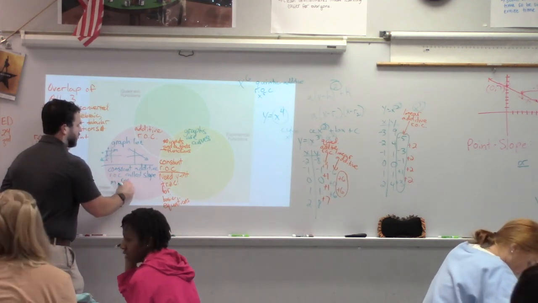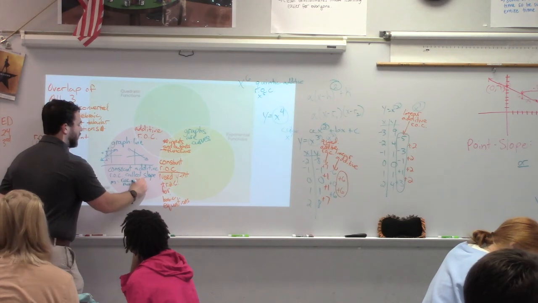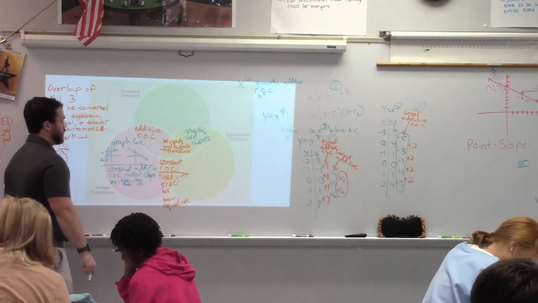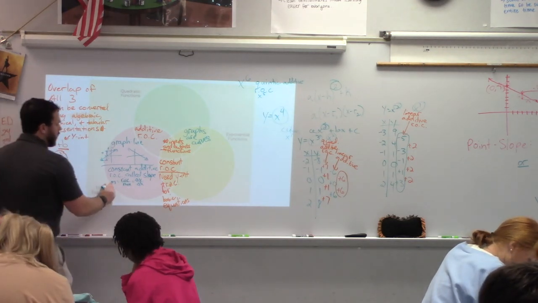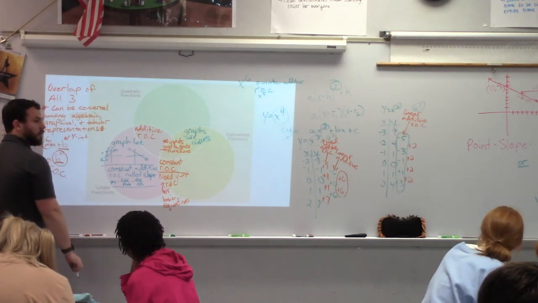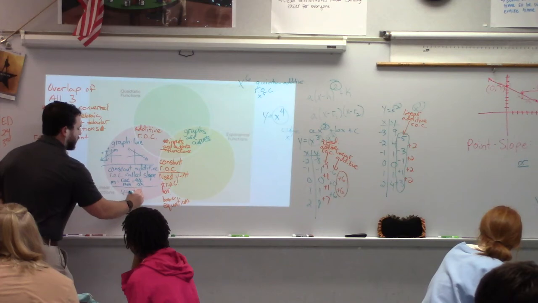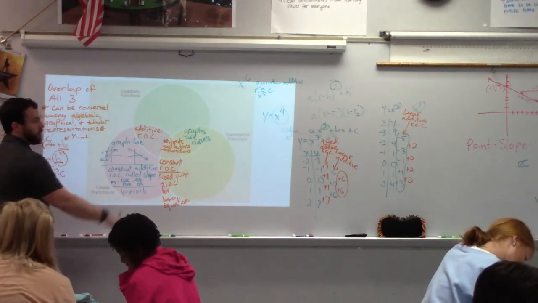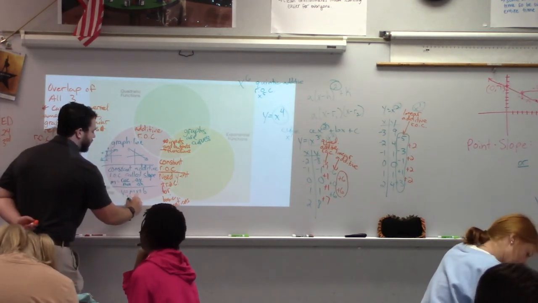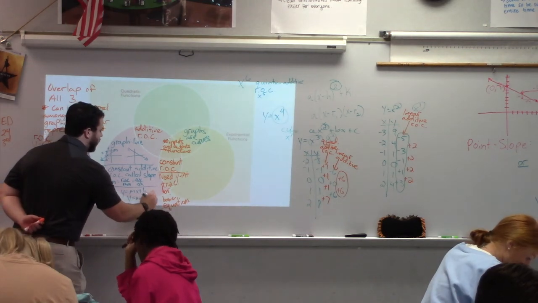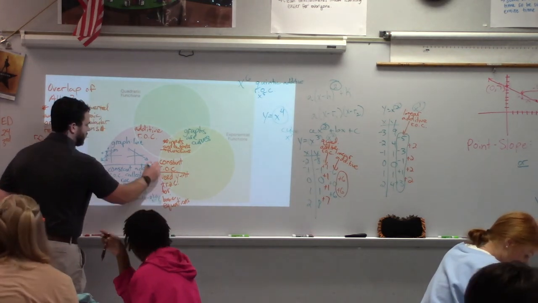So slope is rise divided by run, which equals the change in y divided by the change in x. What else should we know about linear? Slope intercept is y equals mx plus b. We also learned about the point slope, y equals m times (x minus x1) plus y1.